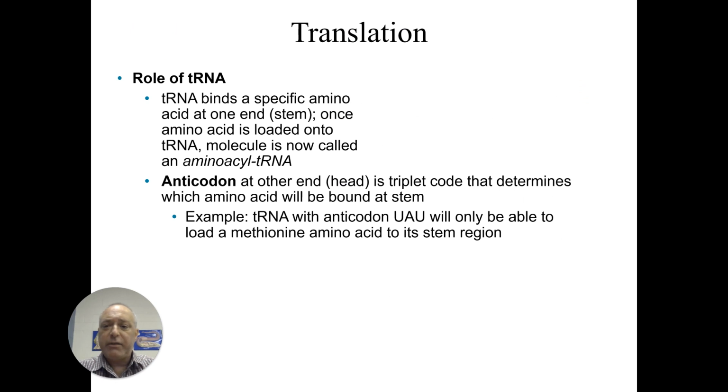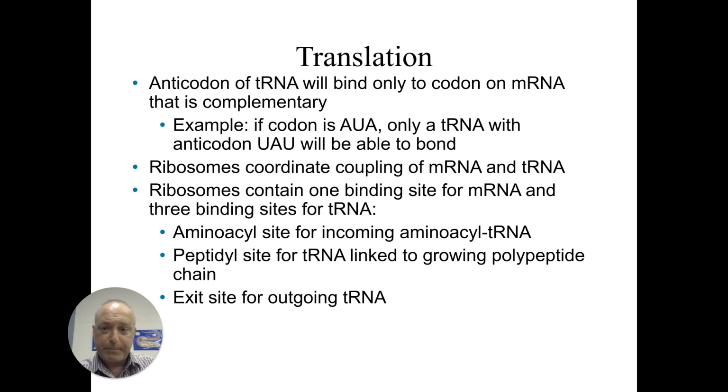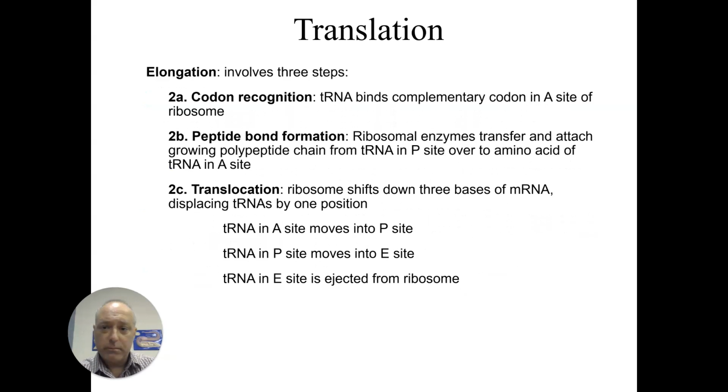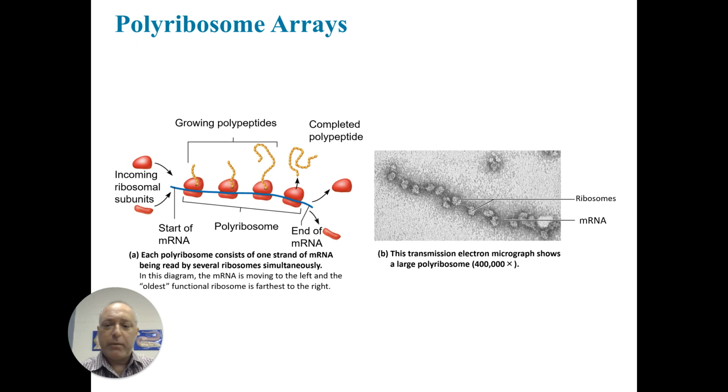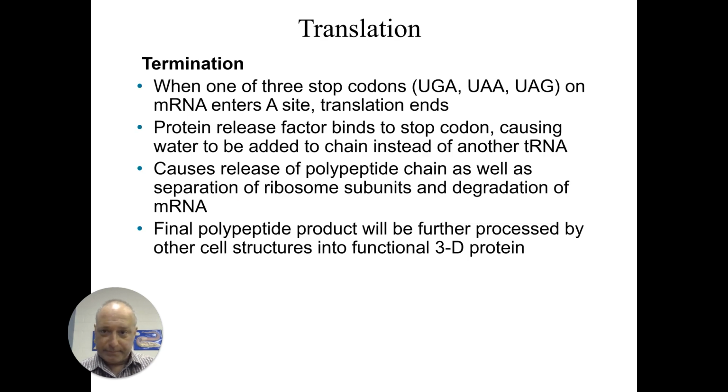Okay, so the tRNA is what's responsible for finding a specific amino acid. Okay, so ribosomes form these arrays where they're all making polypeptides. They're real busy creatures. And then we talked about termination, one of the three codes, UGA, UAA, or UAG. So that's going to be at the end of your mRNA strand that is going to initiate the end of translation.